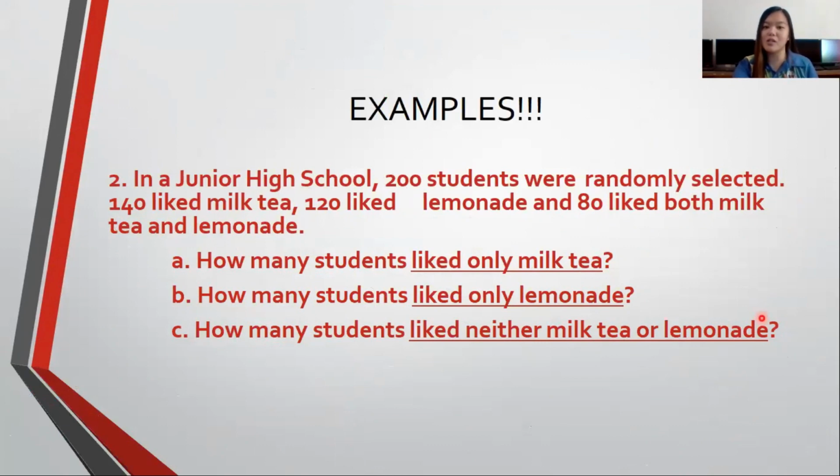In a junior high school, 200 students were randomly selected and we had 140 students who like milk tea. And 120 like lemonade and 80 like both milk tea and lemonade. So how many students like milk tea only? How many students like only lemonade? How many students like neither milk tea nor lemonade? Yung neither, wala sa dalawang yan. So, nasa labas siya ng dalawang circle.